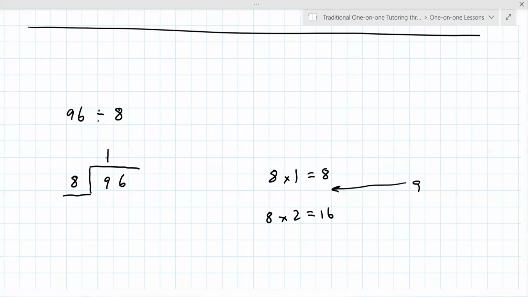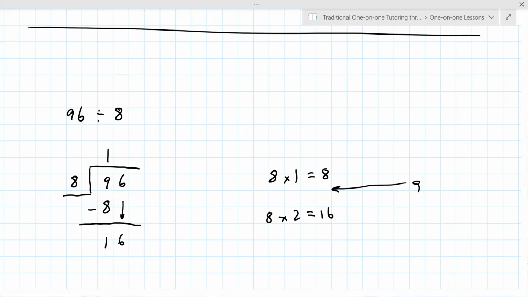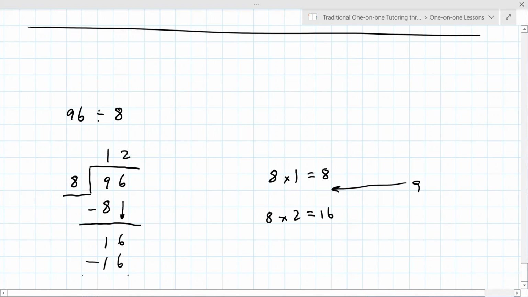What is 1 times 8? 8, and then you subtract. What is 9 minus 8? 1. Okay, and then you bring the 6 down, and then you ask the same question. How many times does 8 go into 16? 2 times. You take that 2 up at the top and you multiply it by 8, and then you subtract 16 and get 0.